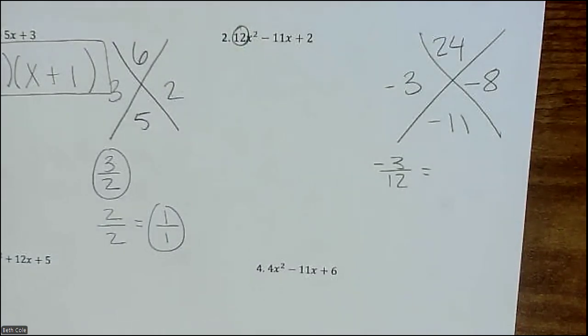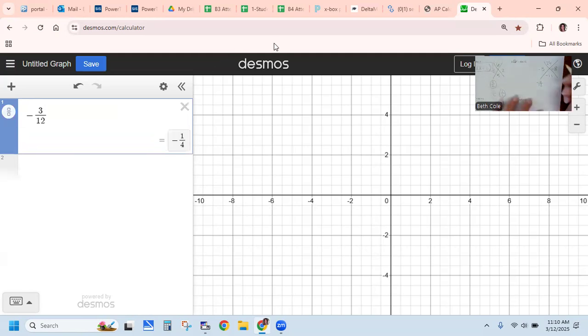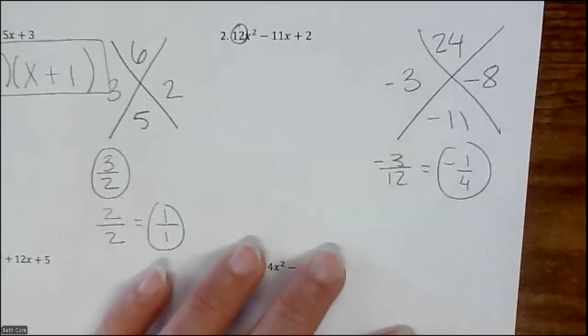Go ahead and do it. Everybody else, look up here. I'm going to show you how to do it in the calculator. Oops, that's out of the calculator. So watch. You just type it, -3 divided by 12. Click right here. Boom, -1/4. So -1/4 is that one.